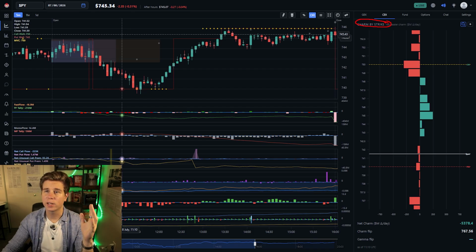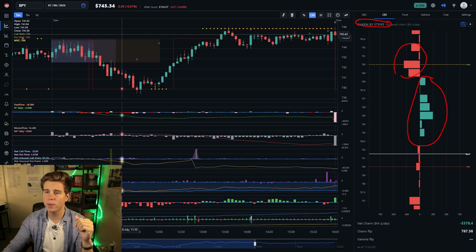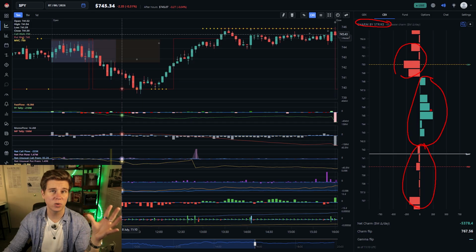On the Charm by Strike card, you can think of these green bars as 0 DTE calls and these red bars as 0 DTE puts. It does include farther out expiries too, but generally Charm is strongest the closer you are to expiration, so you can think of it as 0 DTE calls. Once again, this isn't Harvard. We're just trying to get you to the point of being able to use Charm and this platform. So green means retail bought calls at that strike and dealers are short those calls. So they have a strong incentive to try to keep price suppressed and away from areas of high charm. And then obviously red is the puts.